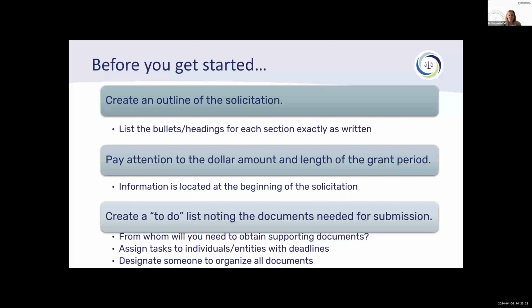And then the next step is really important, and it can help facilitate the grant writing process: creating a to-do list of all of the documents that we need for submission, certainly keeping the deadlines in mind, and from whom we need documentation. Maybe you need letters of support or the memorandum of understanding. Maybe you need resumes and job descriptions. So what do you need from other people? What do you need to develop internally, maybe on your program or your team? Then assign tasks to individuals or entities with deadlines.